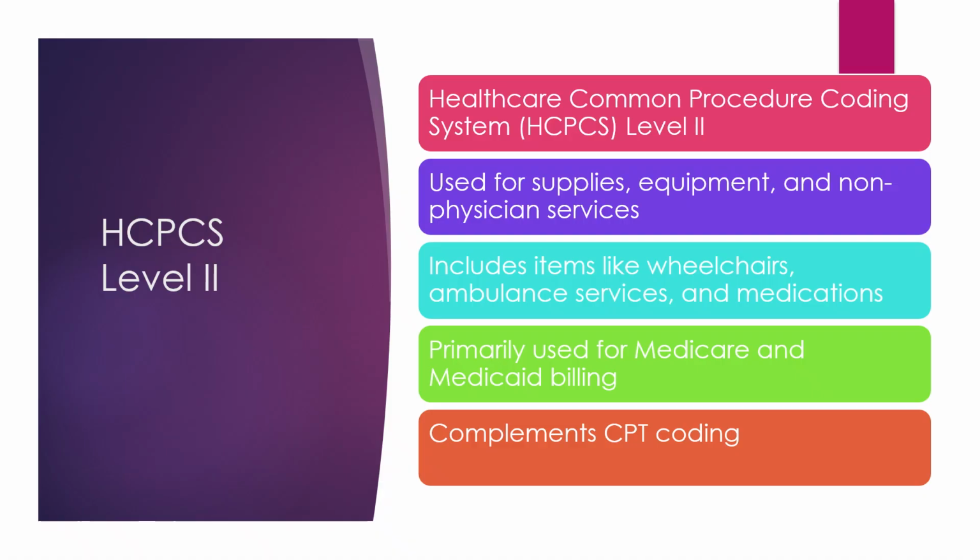HCPCS Level 2. HCPCS Level 2 codes are used for items and services that aren't covered by CPT codes. This includes things like medical equipment, ambulance rides, and certain medications. These codes are especially important for Medicare and Medicaid billing. So while CPT covers procedures and services, HCPCS Level 2 helps fill out the gaps for other types of charges.